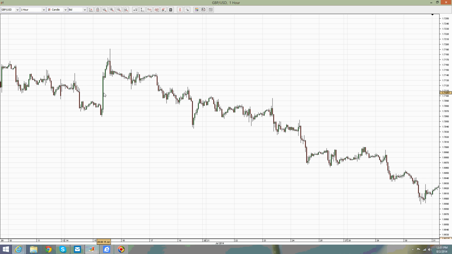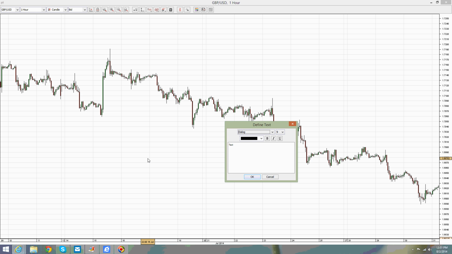What we have here is the Great Britain Pound US dollar, the 1 hour chart, and under the Binary Options Academy I would like to discuss here how to use the stochastic indicator, one of the most famous and popular indicators for trading not only binary options but for trading in general, any kind of financial product.